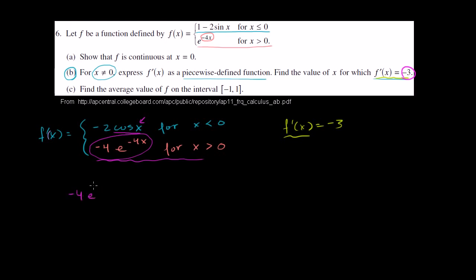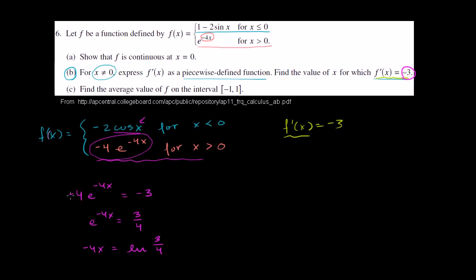Negative 4 e to the negative 4x needs to be equal to negative 3. You can divide both sides by negative 4. We get e to the negative 4x is equal to 3/4, since negative 3 divided by negative 4 is 3/4. We can take the natural log of both sides, and we will get negative 4x is equal to the natural log of 3/4.